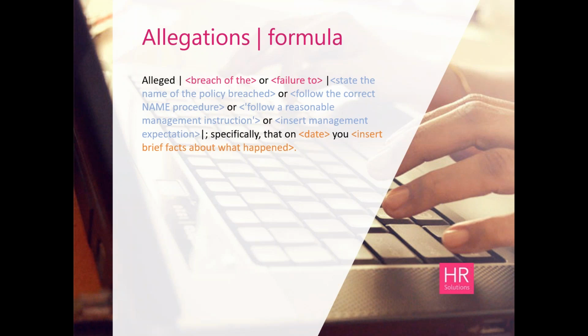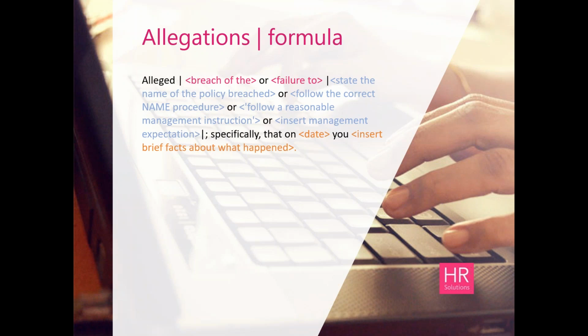Then in the second section, the blue font, okay, you want to identify what rule or expectation it is that hasn't been followed or adhered to, okay? So if in the first section you picked breach of the, you might follow that with the name of the policy breached. So breach of the social media policy, for example. So you'd pick whichever applies there.